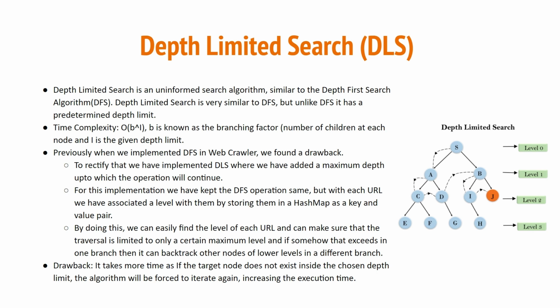It is possible that if we set a level, the URL or the goal node that we're looking for might not exist within that particular level, in which case we will have to progressively increase the level and try again. That is all about the DLS. We will now take a look at the iterative deepening search.